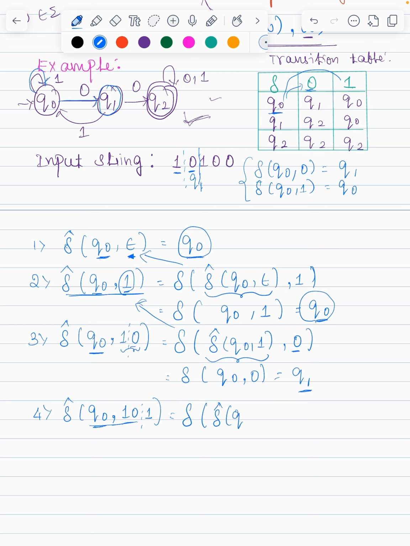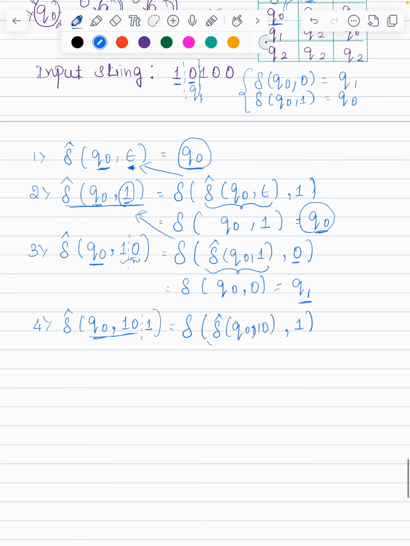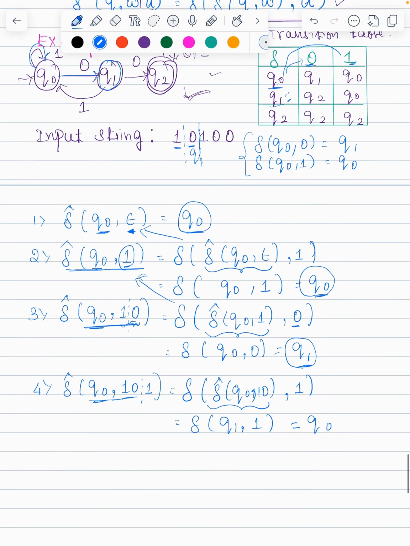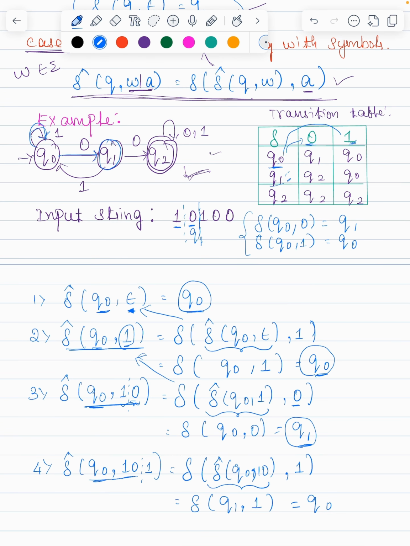So Q naught comma 10, fetch it from the previous step, and the current input symbol is 1. We have an answer, right, to this Q naught comma 10. Yes, we have an answer. The resultant state is Q1. Fetch it and write it here directly, Q1 and 1. The current input symbol is 1. Look at the transition table, Q1 with input symbol 1 ends up with the state Q naught, which means after processing 101 it would end up with the state Q naught.